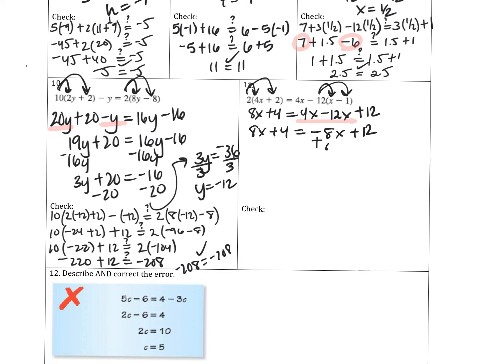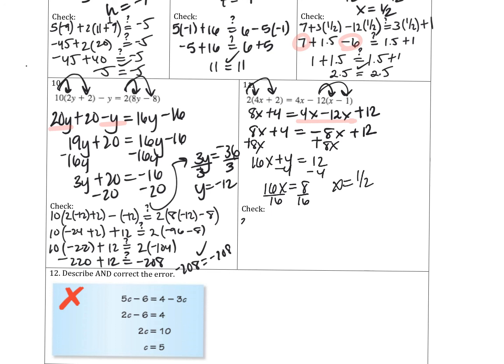All x's on one side, we'll add 8x. We'll get 8 plus 8 is 16x plus 4 equals 12. Subtract 4 from each side. We'll get 16x equals 8. If we divide by 16, we get x equals a positive 1/2.